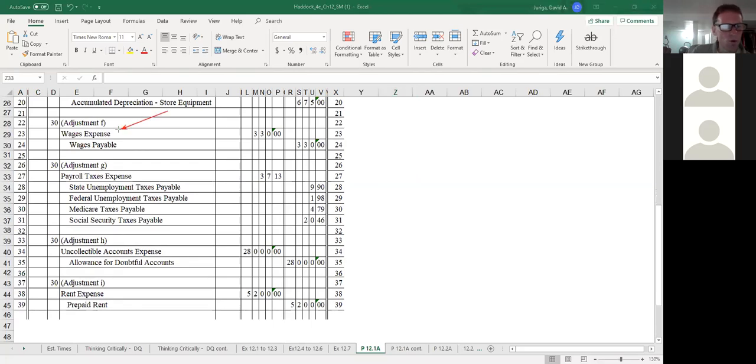Notice they debit wages expense for $330, and then they credit wages payable for $330. Okay. Now, since I'm talking about this, I'll just go over one more thing. I know I did it last week, but I'll do it again.